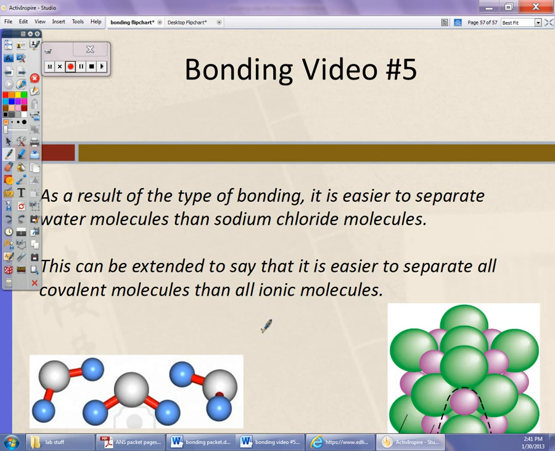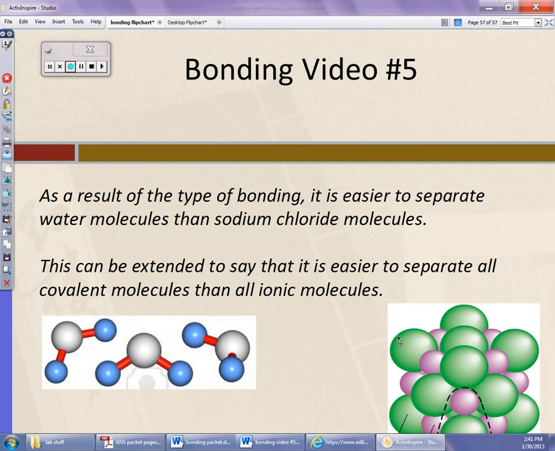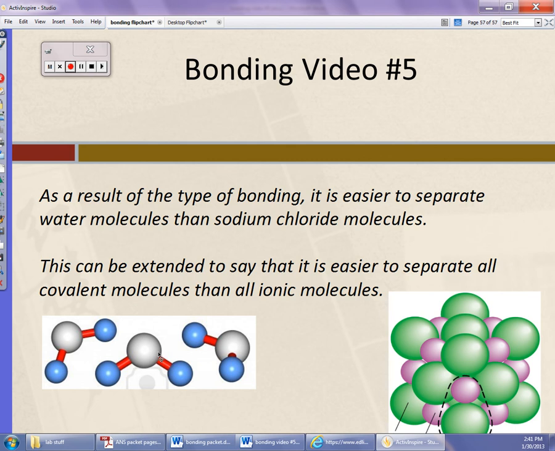So as a result, it is going to be easier for you to separate water molecules from each other than sodium chloride molecules, because these are not bonded together, but these repeat the bonds. This is true for any covalent molecule and any ionic one. The covalent molecules do not bond together. They're separate molecules. They're easy to separate from each other. Sodium chloride and ionic compounds repeat the bond over and over and over again until you've run out of positive and negative charges. They are hard to separate.